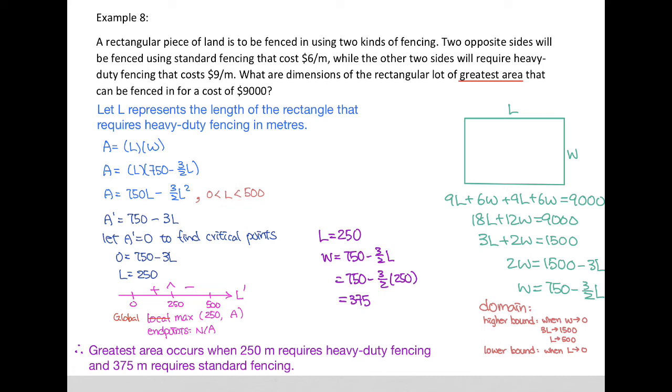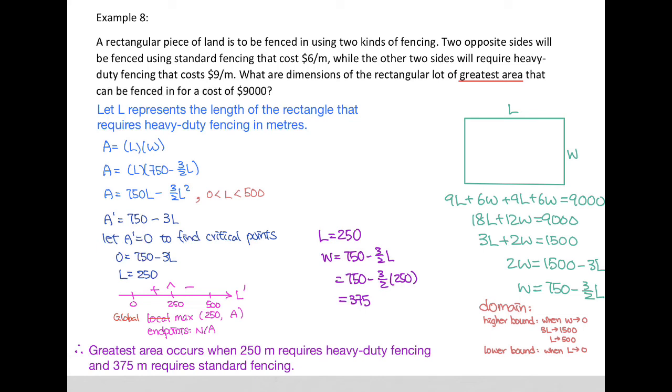And let's go back to the question. We are finding the dimensions. We are not finding the maximum area. So all we need to do now is to find out the width by using this equation here. So the width is 750 minus 3 over 2 times L. Substituting 250 for L, you will see the width is 375 meters.